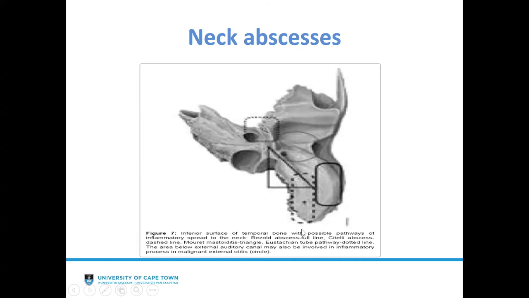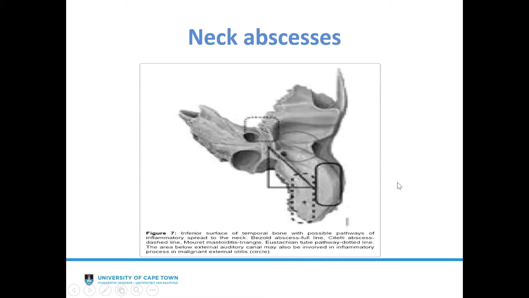a Bezold abscess. And then you also have a Luc abscess, which is hypothesized to spread from the external auditory canal, or spread of infection above the notch of Rivinus into the zygomatic cells, then developing into an abscess deep to the temporalis muscle. That's the Luc abscess. And there's also what is called Mouret's mastoiditis triangle, which is basically a triangle in between the bony projection of the mastoid antrum and the digastric fossa. This is mostly the route or site of origin of infection that is usually expressed to the deep neck spaces, that is the retropharyngeal and the parapharyngeal space.